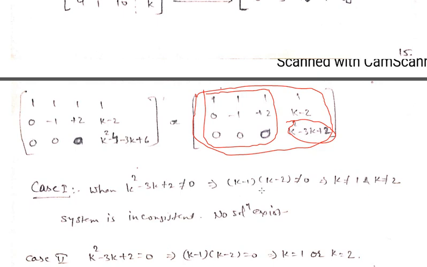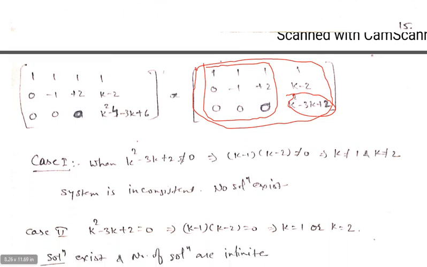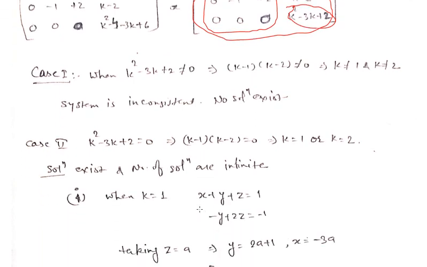It means for k not equal to 1 and k not equal to 2, the system will always be inconsistent, and the solution never exists. But in the case where k is equal to 1 or k is equal to 2, the system might have some solution. For all other values of k other than 1 and 2, the system is always inconsistent. So this is the condition of inconsistency: when k is not equal to 1 and k is not equal to 2, the system remains inconsistent.